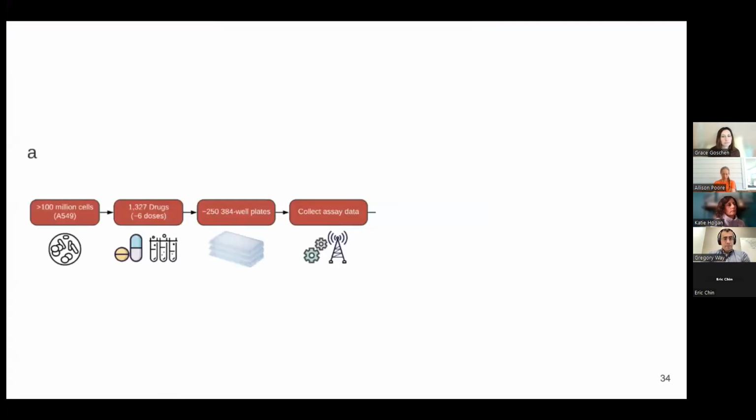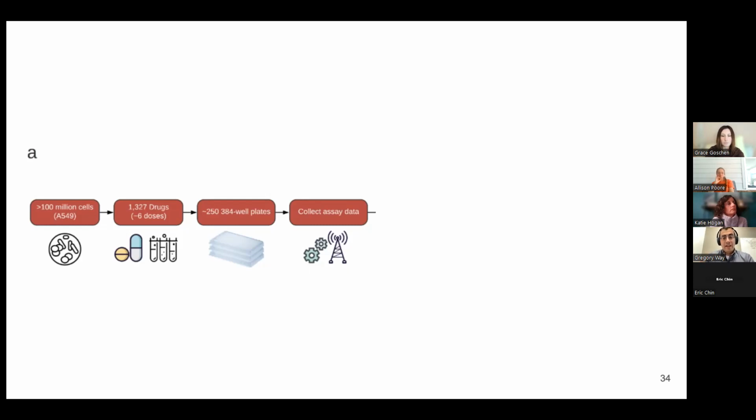Okay, so like I had mentioned, the first step in a drug screen is to design the experiment, and so we've designed this experiment. It's actually done before I started in the lab. I inherited this project, but this is my postdoc lab. Essentially, we chose to analyze A549 cells. So these are lung cancer cells. And we hand selected 1,327 different drugs from the Drug Repurposing Hub and measured them in 6 different doses. So this ended up being about 250 of these 384 well plates.